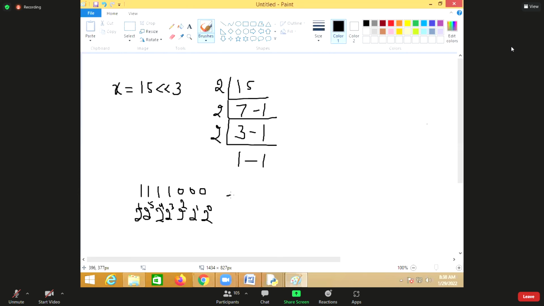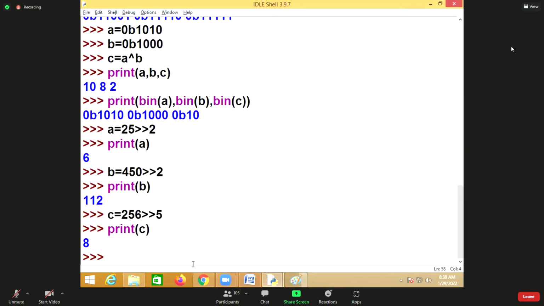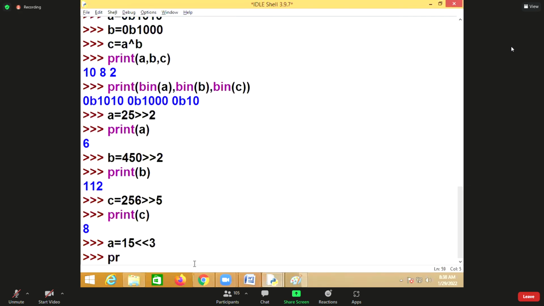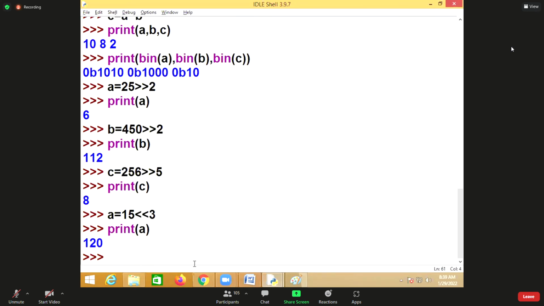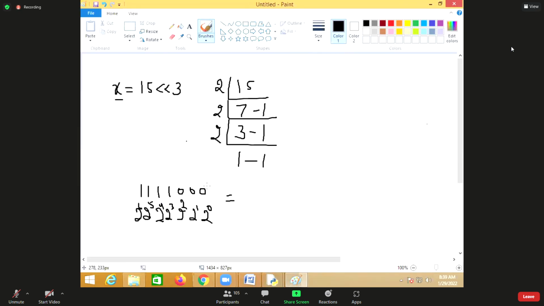Now this result is the equivalent of the x value. Now let us see this one. Now you have to calculate that. So A equal to 15 left shift 3. Now if you print the value of A, you can see the value of A is 120. And you can print the binary of A. So how many bits are added at the right side? 3 bits. And this value is 120.